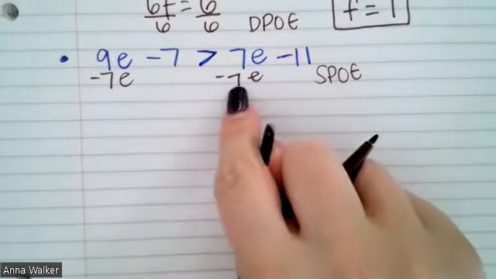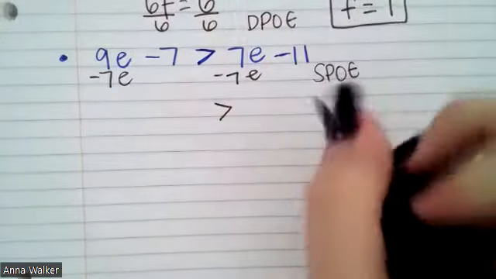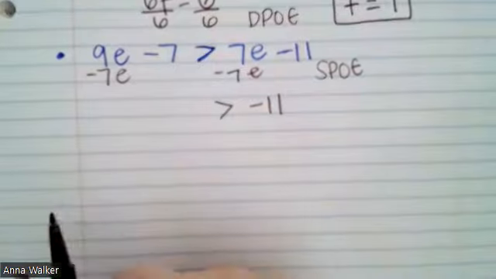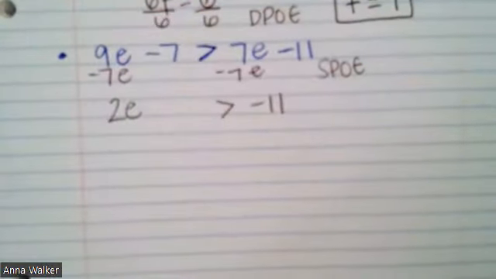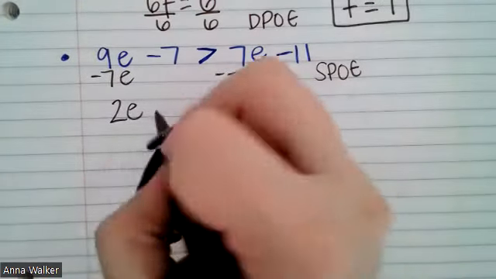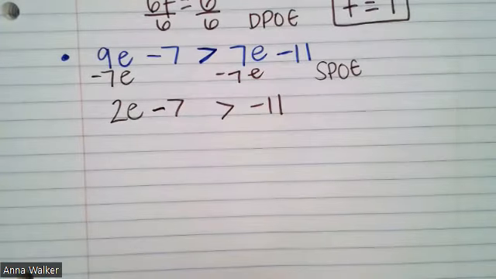So 7e minus 7e is just going to be equivalent to negative 11, that minus 11 that is left. 9e minus 7e is 2e. 9 minus 7 is 2. And then we're going to keep, there we go, it's focused, we're going to keep that minus 7 here. So now we have the inequality 2e minus 7 is greater than negative 11. And now this looks like just a regular two-step inequality.